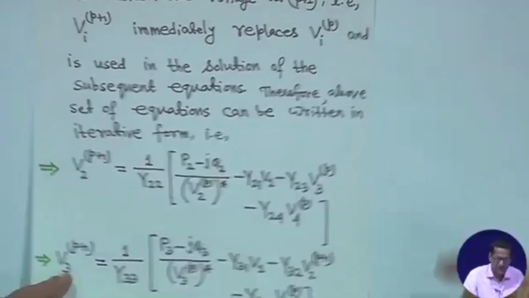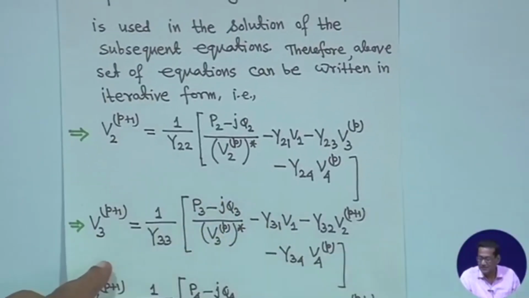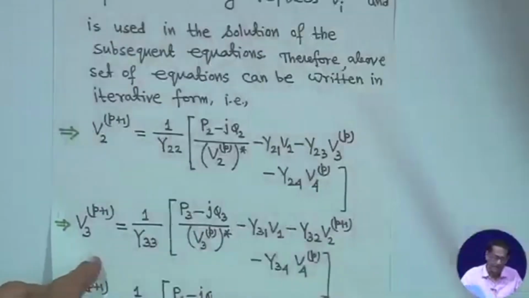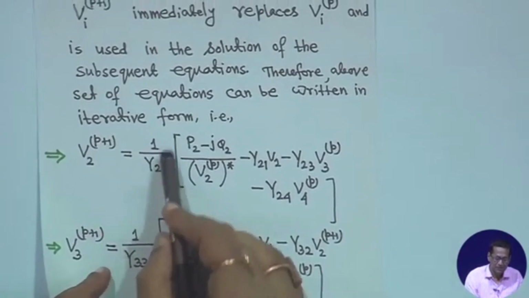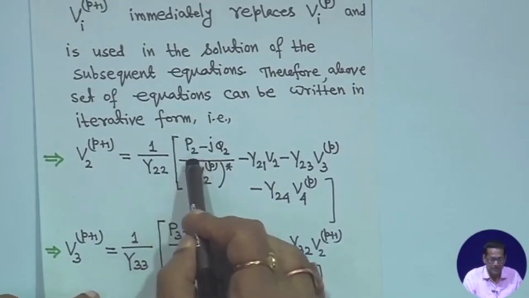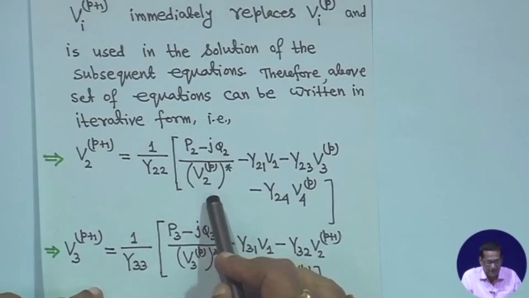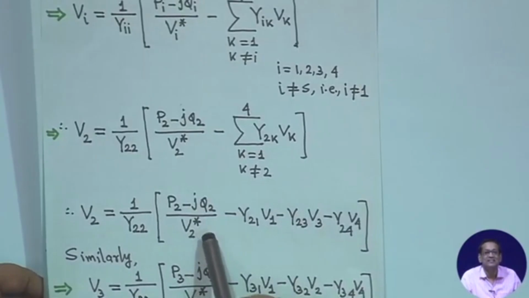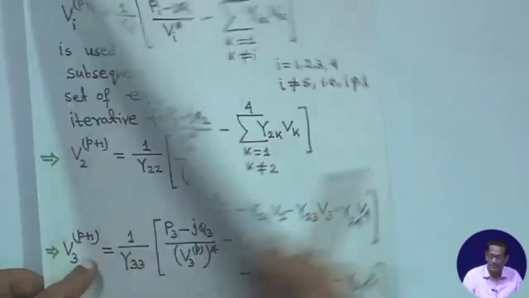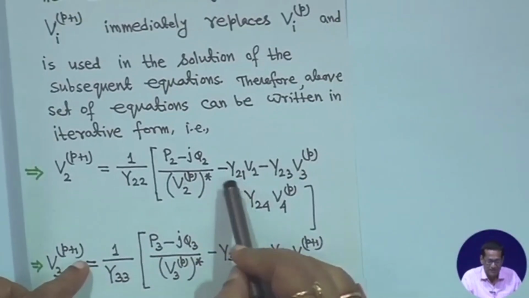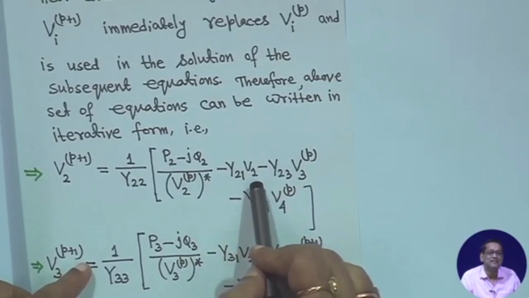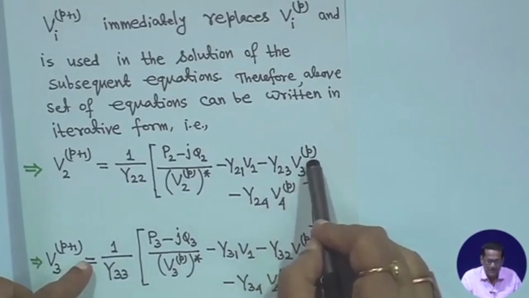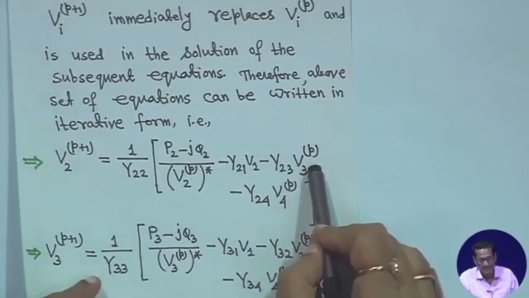So in terms of iteration, where P is the iteration count, I can write this V2 equation in terms of P. V2^(P+1) is equal to 1 upon capital Y22 times (P2 minus jQ2 over V2^P conjugate, where I have to use the initial values, minus capital Y21 V1, where V1 is known, 1 plus j0, that is 1 angle 0, so no need to put P here, minus capital Y23 V3^P minus capital Y24 V4^P). P is the iteration count, and here you have to take the initial values.